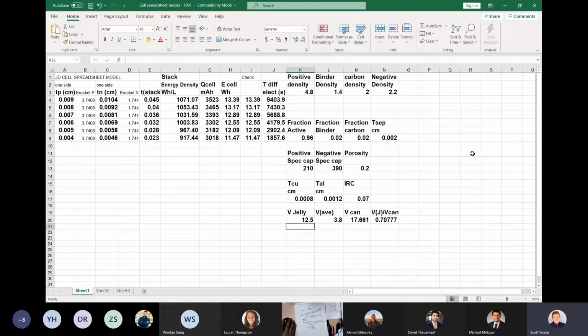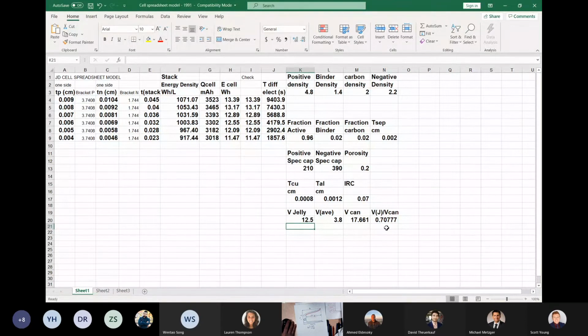I had a small question. The ratio for the volume of the jelly roll to the volume of the can, when we changed the diameter a little bit, it didn't really change that ratio. So does that ratio stay the same for 2170s as well? Well, it did change it. This used to be 11.5, the volume of the jelly roll, but when I increased the diameter of the can, I increased the volume of the jelly roll to 12.5 to keep this at 0.7.